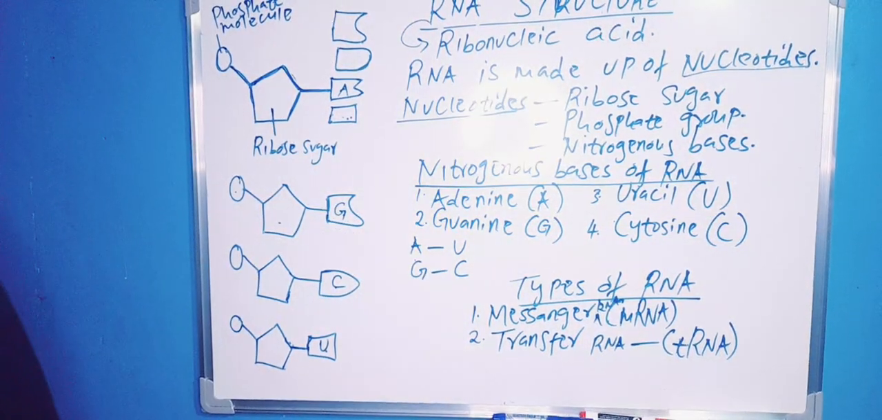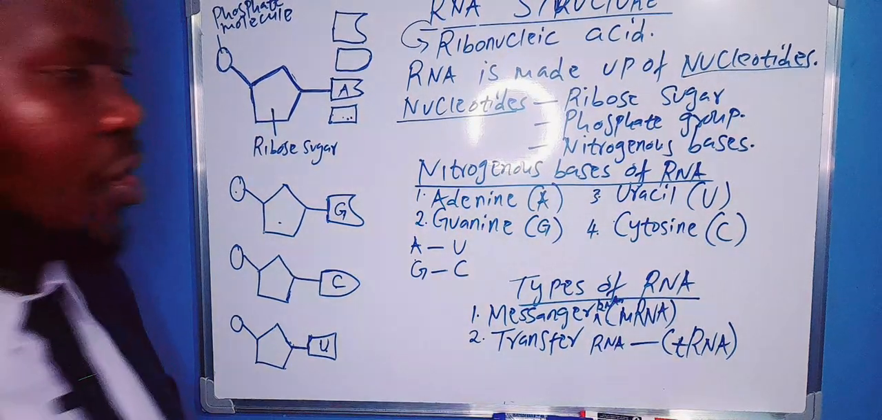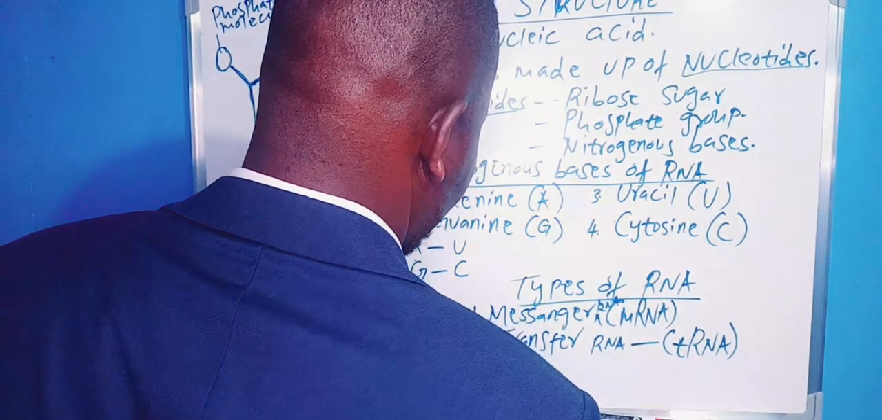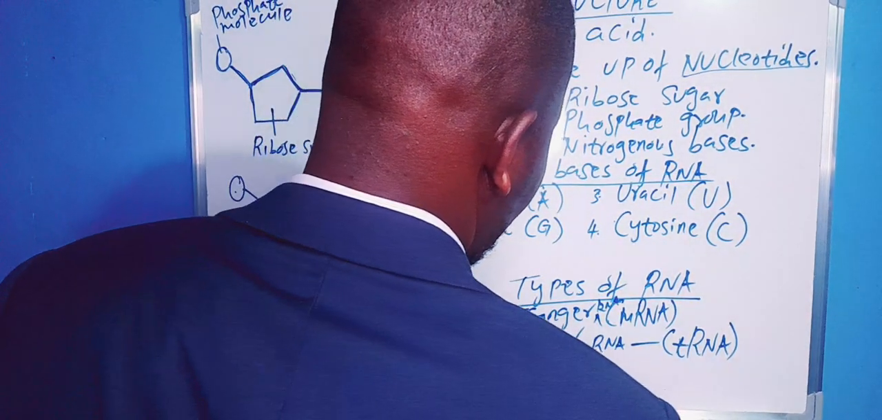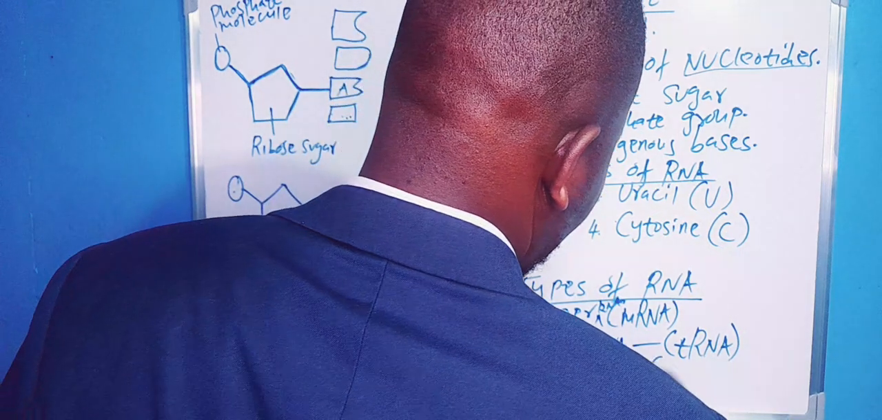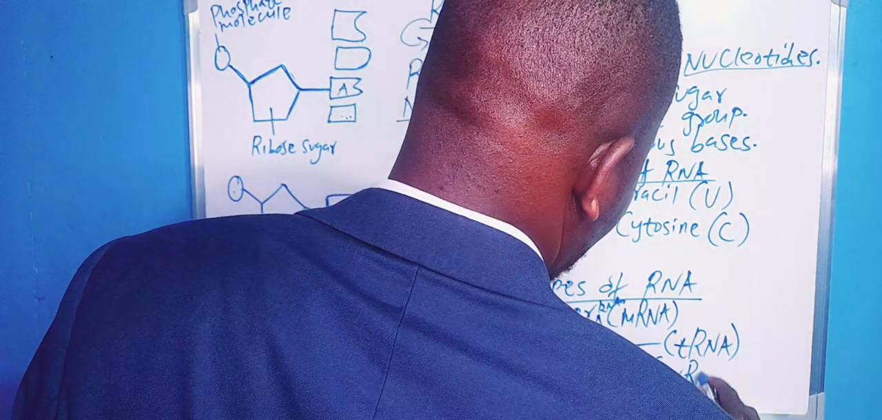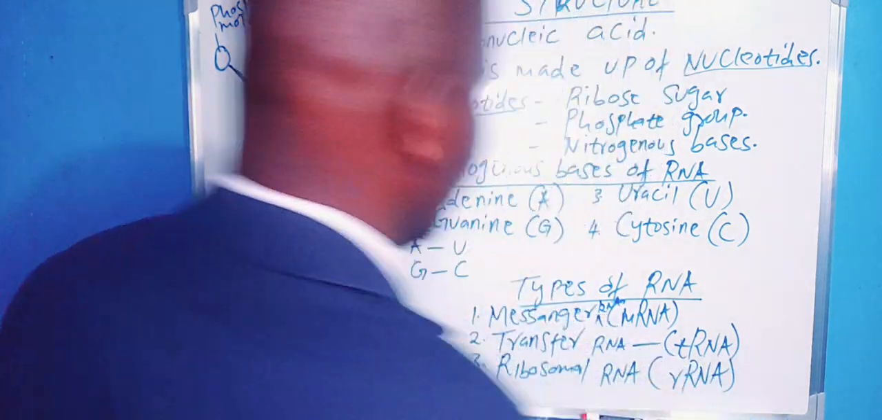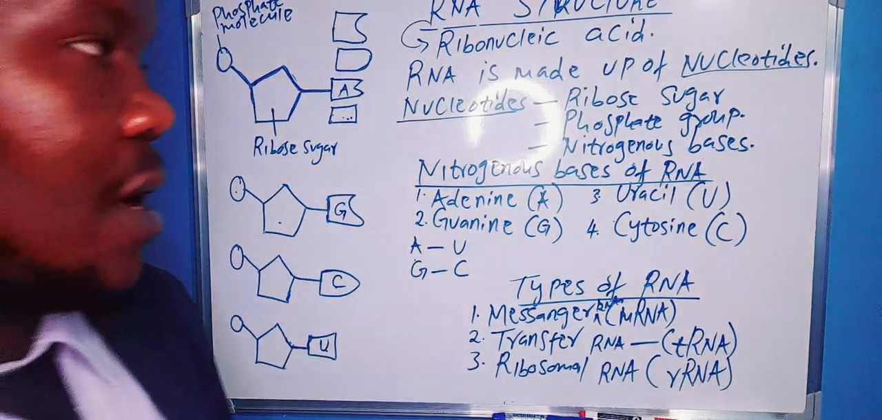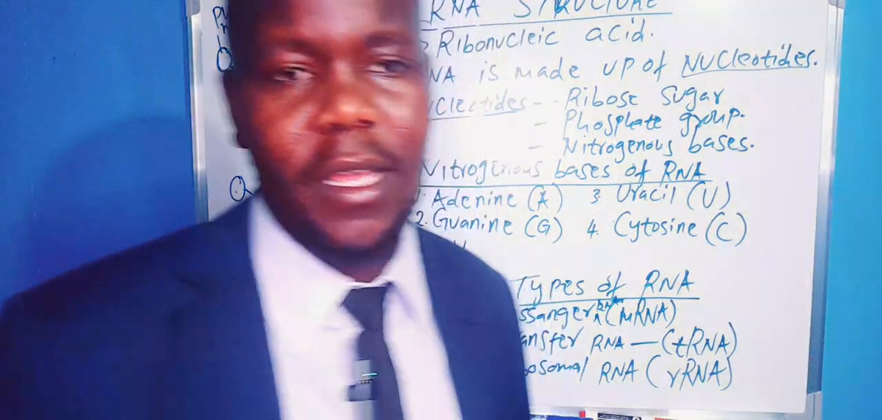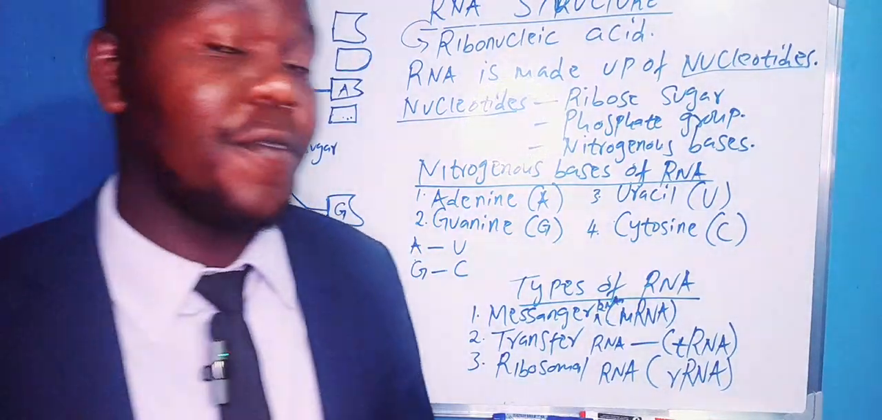Then we have the last one, which is the ribosomal RNA. It's small r, capital RNA. Those are the types of RNA. And this one is for the synthesis.